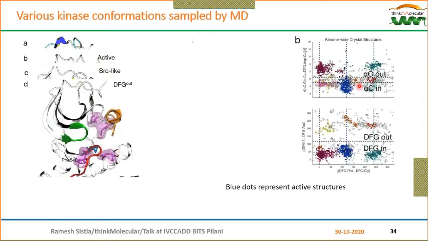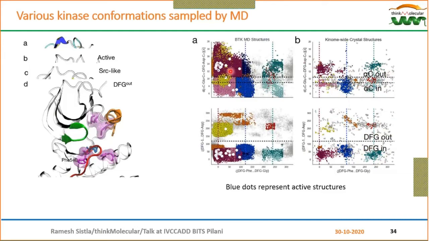Interestingly, if you see the DFG in and out conformations, the active and inactive conformations, in the kinome crystal structures, the x-axis represents the angle between the DFG phenylalanine and the lysine, whereas the y-axis shows the DFG, DFG minus 1 and DFG F angle. So you see a fair amount of distribution. When the angle is in this region, it is DFG in, and when the angles are in this region, these are the DFG out. Similar plot for the alpha C helix. These are the structures which have alpha C in, and these are the structures which have alpha C out. So this is the kinome in all the different kinase structures in the PDB.